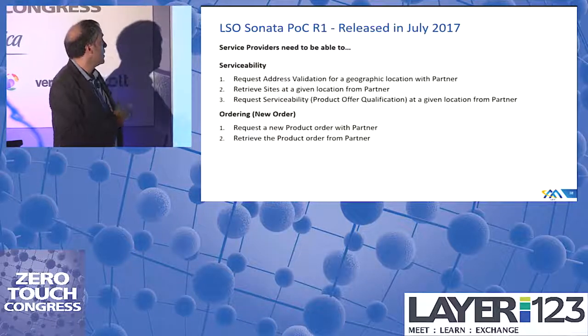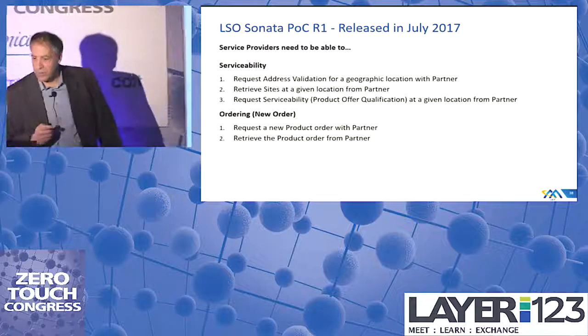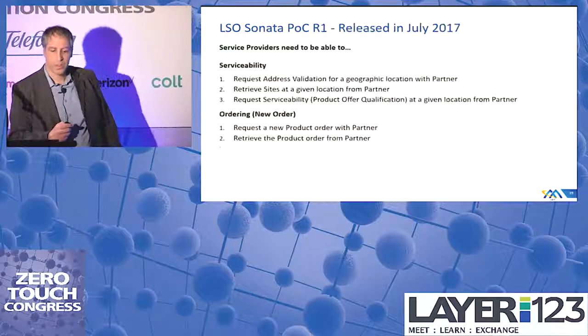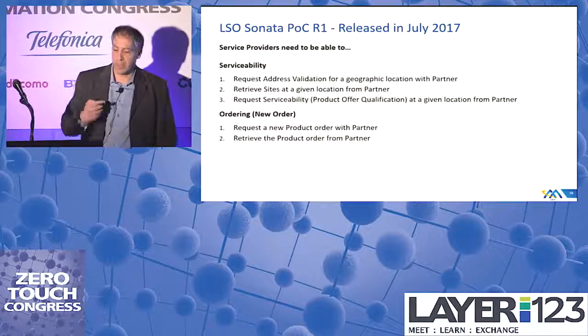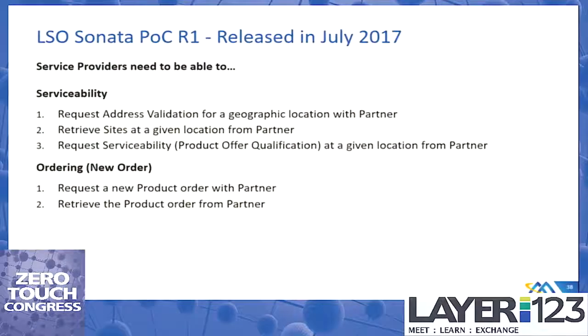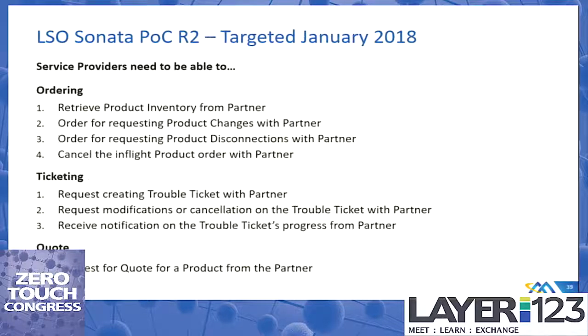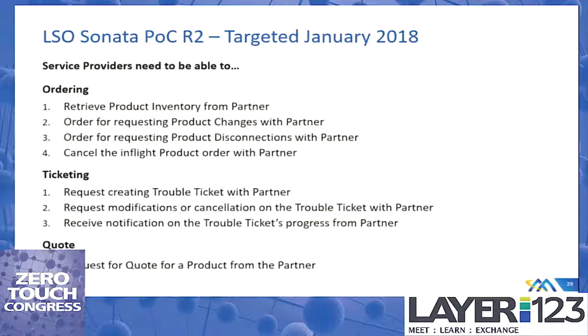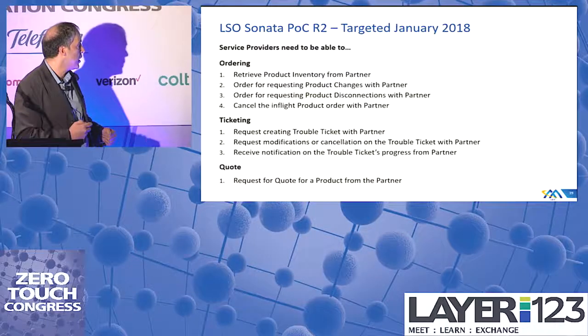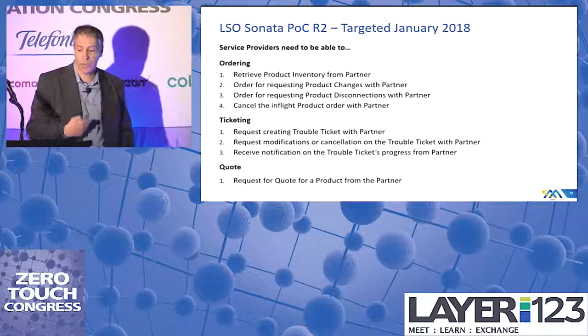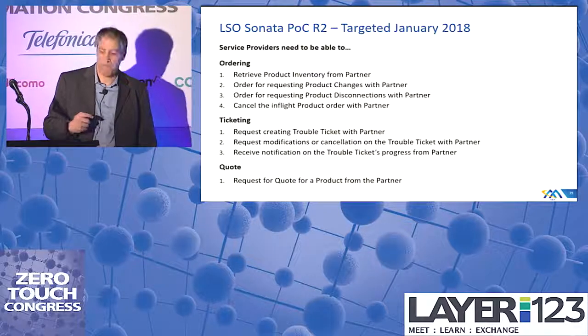This is release 1. Do we have release 2 here? Yes. So this is what we have in release 1. Basically, serviceability and ordering. So I can query what is available, and I can get a new order. And this is what we have in release 2 that we just released. So now we are talking about ordering, ticketing, and also quote. Okay?